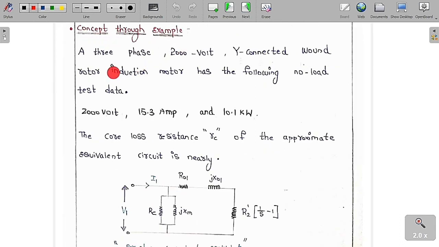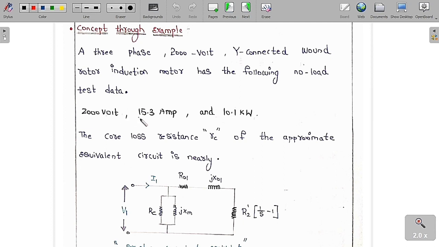For example, a three-phase 2000 volt star connected wound rotor induction motor has the following no load test data: 2000 volt, 15.3 ampere and 10.1 kilowatt. The core loss resistance of the approximate equivalent circuit is nearly what we need to figure out. In this question, the no load test data is 2000 volt, because at no load test we have to give the rated voltage, which is 2000 volt.